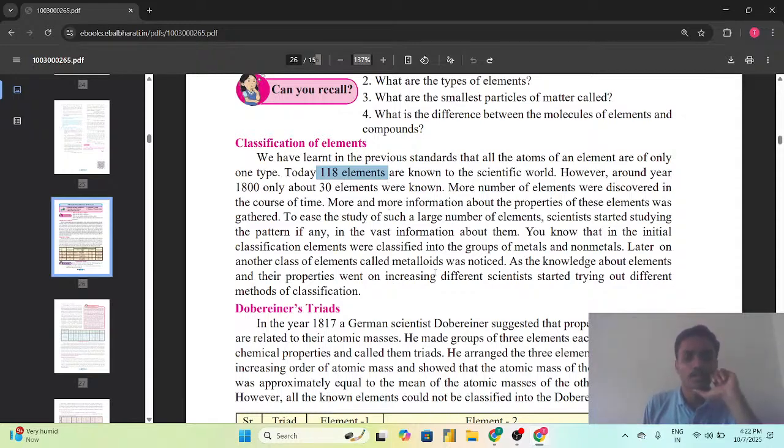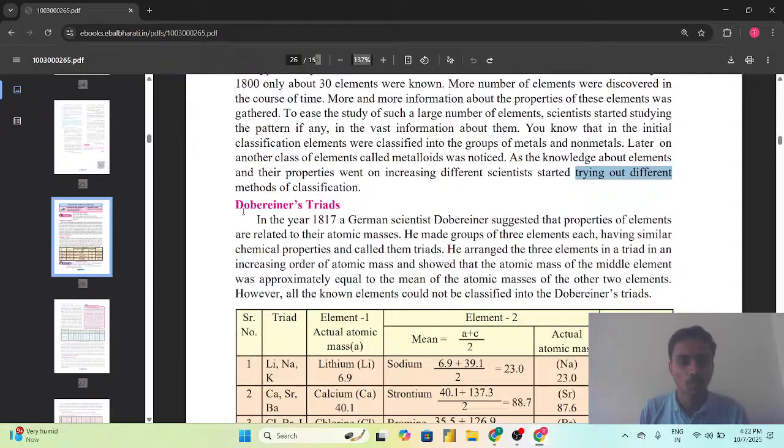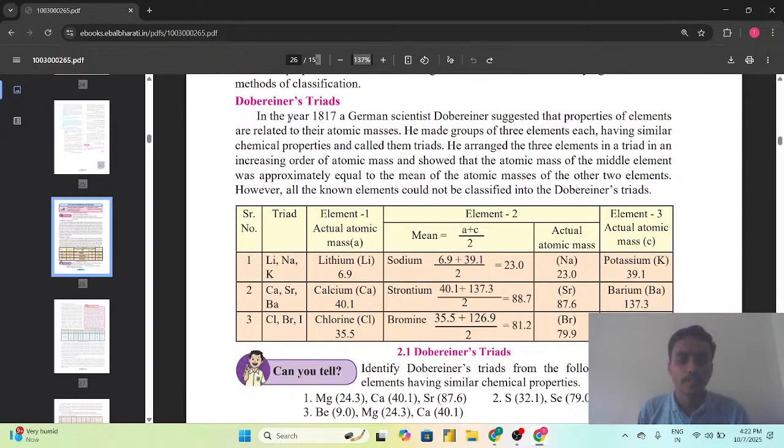So, they were trying to find out the different methods of classification. तो चलिए देखते हैं what classification methods they found. So first we have the Dobereiner triad. In the year 1817, a German scientist Dobereiner suggested that properties of the elements are related to their atomic masses.